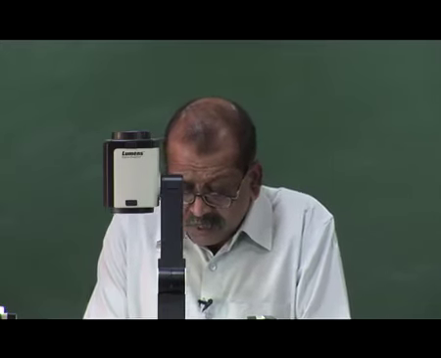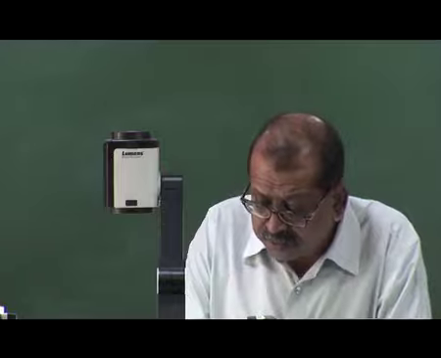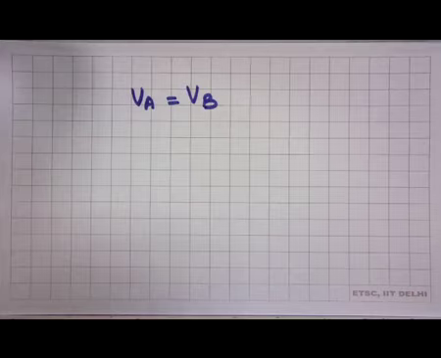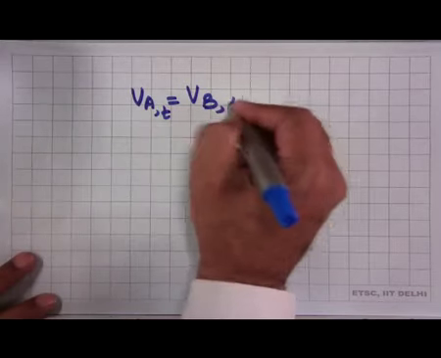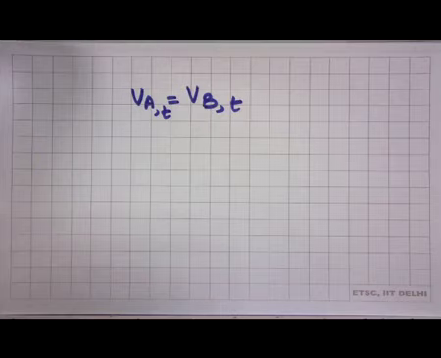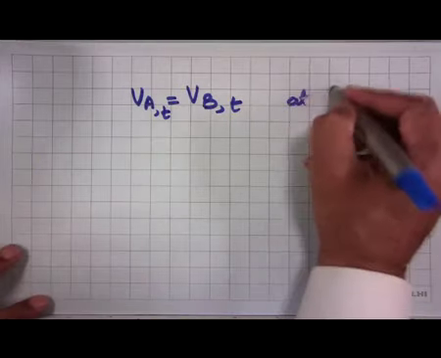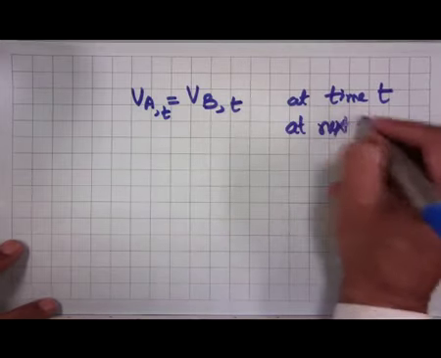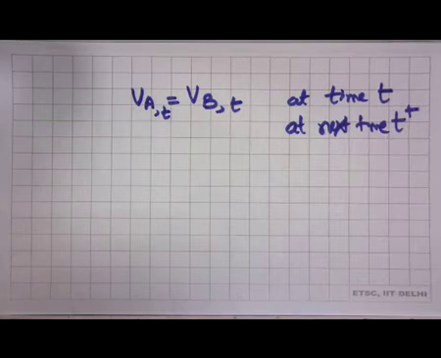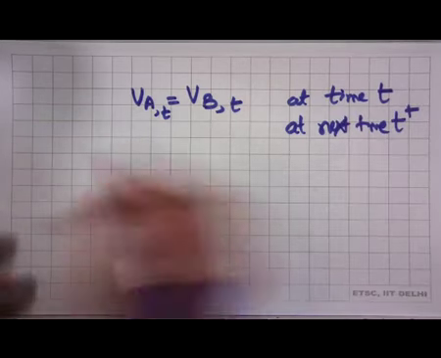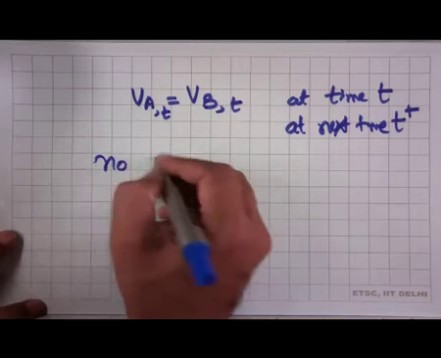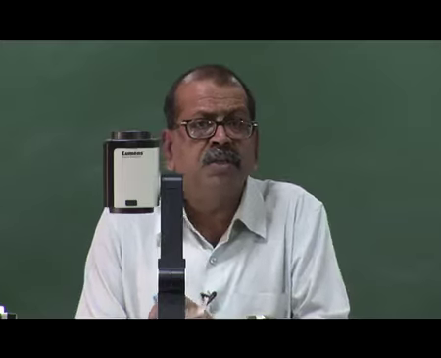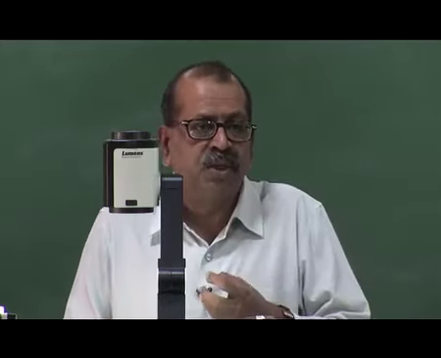Now, at the contact, if V A is equal to V B, and actually what I should put is comma T, which shows that it is a tangential component. If these are equal at the given time t and also at the next instant, t plus, then this condition is said to be no slip, because the two bodies are not slipping with respect to each other.